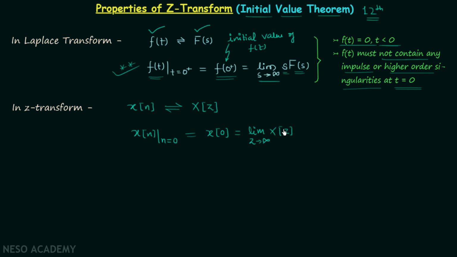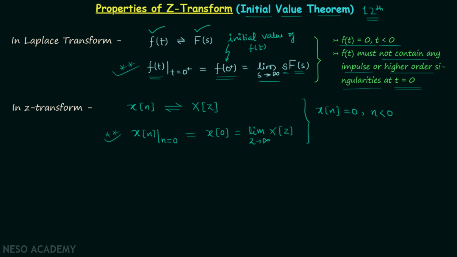Now here in this case we are not multiplying X(z) by z, but there we multiplied F(s) by s. Therefore you have to take care of this one small difference, and we can use this theorem when signal x[n] is equal to 0 for all the values of n which are less than 0. So this is one condition which must be satisfied in order to use the initial value theorem in Z transform.